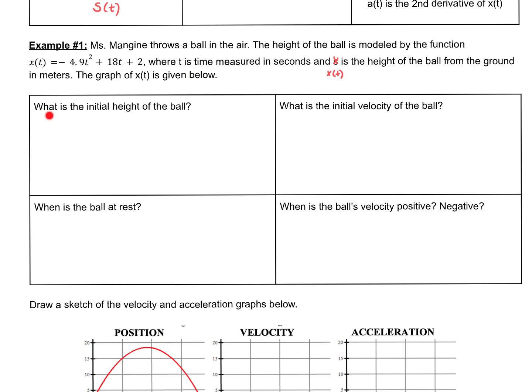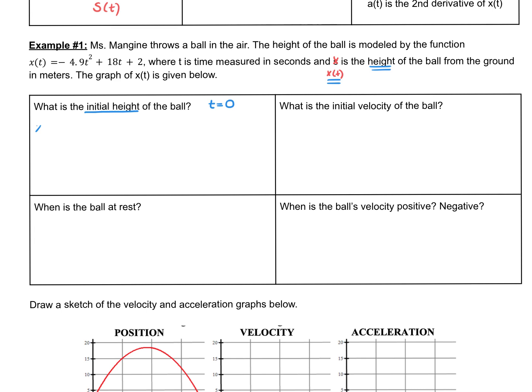So first, what is the initial height of the ball? We know that height is your x of t. It tells you x of t is your height. So if I want to find the initial height, I want to know at time equals 0. The word initial means starting height, not height after 1 second. So don't confuse that for being 1. Initial means in the very, very beginning.